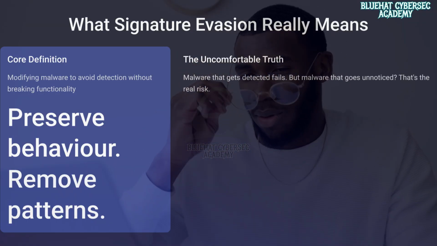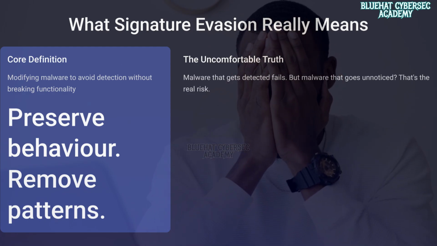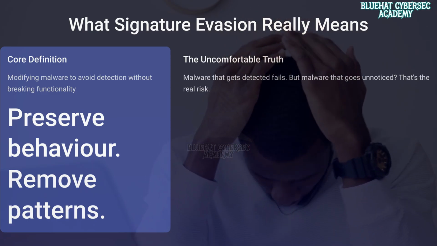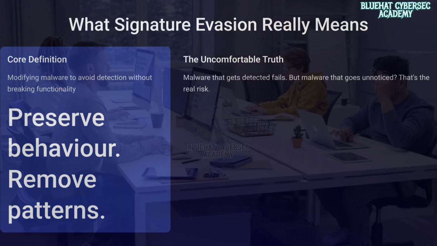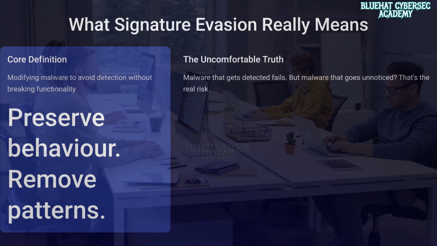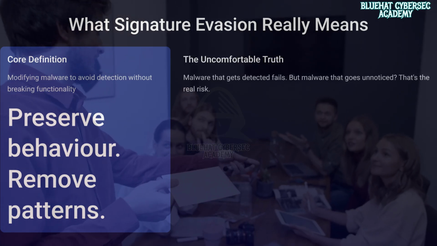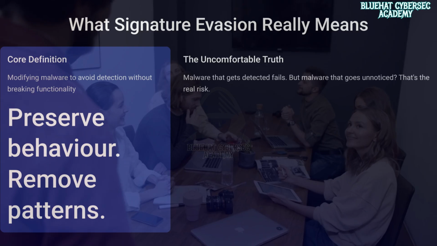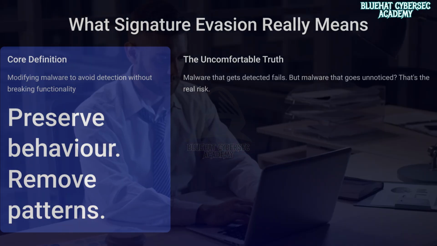Now let us slow this down and define the core idea clearly. Antivirus signature evasion simply means modifying malware in a way that avoids detection without breaking its functionality. That is the entire goal. Nothing more complex than that. Preserve behavior. Remove recognizable patterns. And here's the part that surprises most people. This does not necessarily make malware more powerful. It just makes it harder to see. And in cybersecurity, harder to see is often enough, because malware that gets detected fails. But malware that goes unnoticed? That is the real risk.